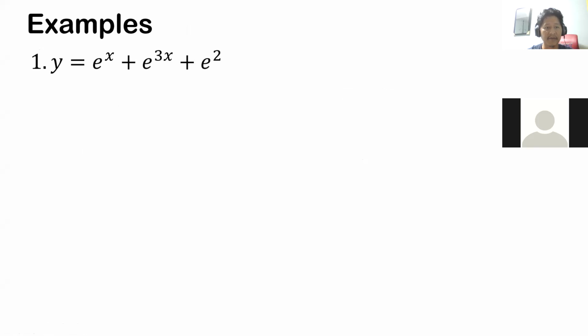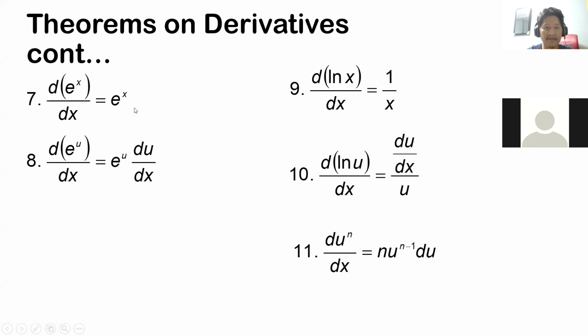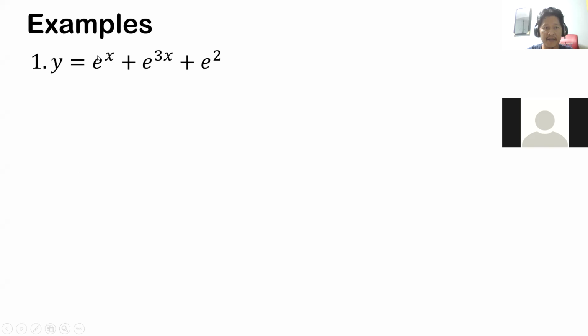So for example, let's have this number 1. If you have y equals e to the x plus e to the 3x plus e squared, how do we get the derivative? So using rule number, anong rule number natin kanina? Rule number 7, we can just simply copy this as the derivative. Ito naman, parang e to the u yan. So we just have to get the derivative of the exponent and multiply it afterwards. And then what is e squared? E squared is constant. So the derivative of a constant will just be 0. So ito yung magiging derivative niya. Right? So e to the x copy, and then copy natin yung e to the 3x times the derivative of 3x, kaya tayo may 3 dito.